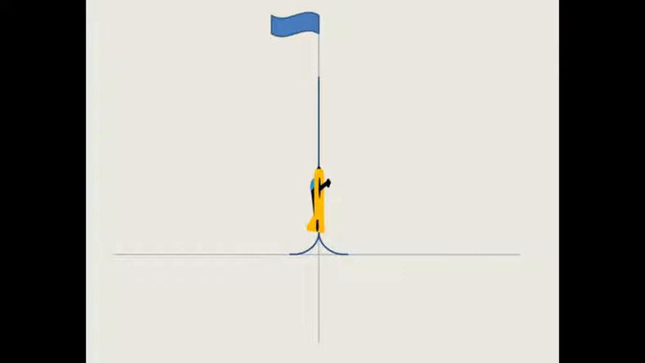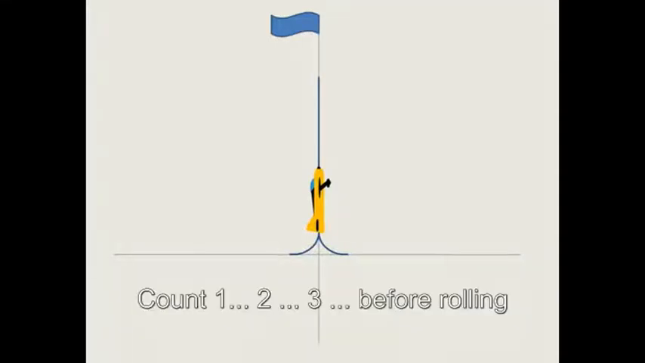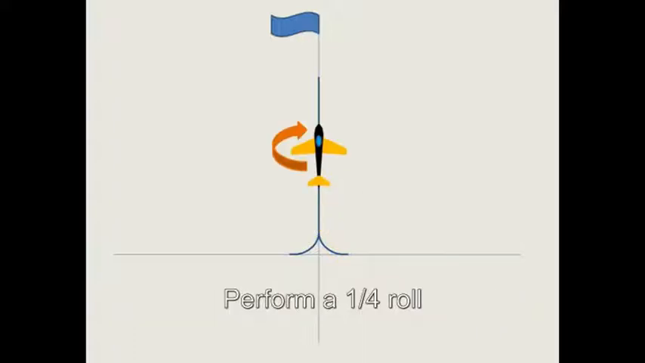Once you have established a vertical climb, now you need to fly a straight line. Do not immediately perform the quarter roll. Instead, count 1, 2, 3 or similar to yourself before rolling. Perform a quarter roll. There's no requirement as to the direction of the roll, and you can have the canopy or the wheels towards yourself, but most pilots find it better to have the canopy towards themselves.